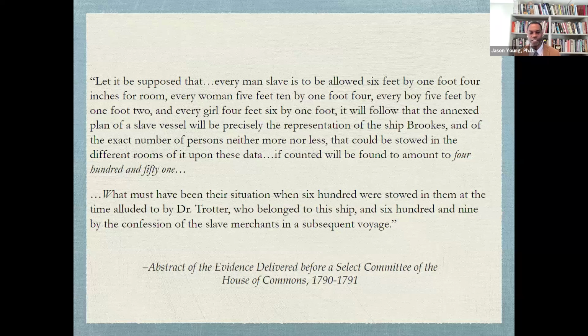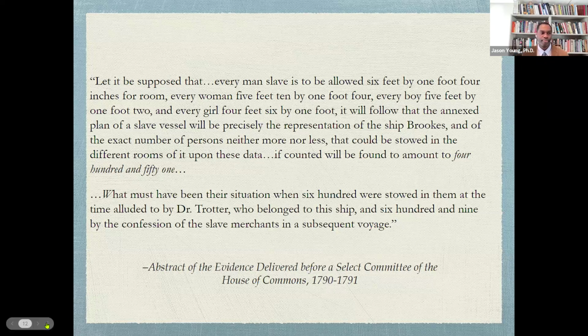Trotter, who belonged to the ship, and 609 by the Confession of the Slave Merchants and subsequent voyage. And so we know, for example, that on several occasions, the number of captive Africans who were placed on the ship exceeded 451 by a large number. And that 451, just to be clear, is the plan that you saw before, the degree to which people are packed on that plan, the sum of the number of those people is 451. But we know that the ship was carrying in excess of 600 captives at several times.